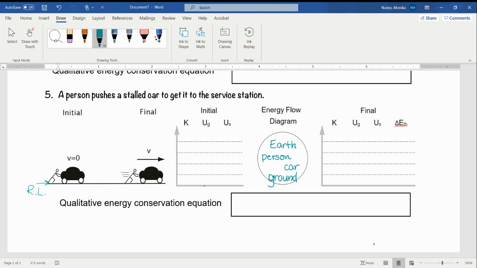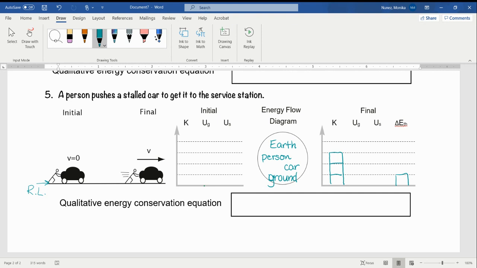However, in the final scenario, it is moving. So I know that there's kinetic energy in the final scenario. I'm still at the reference level, so no gravitational potential energy, no elastic potential energy because there's still no springs, and I'm sure there's probably some friction involved here, so there's probably a bit of thermal energy. So let's say that I have 3 blocks of kinetic energy, and let's say I have 1 block of thermal energy. So the question is, where did that energy come from?